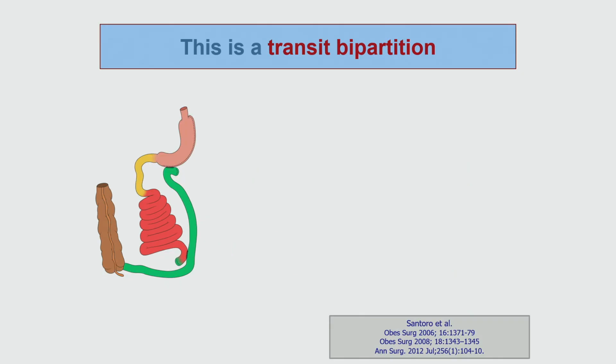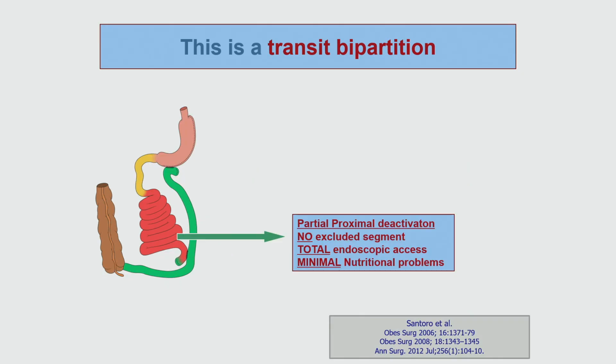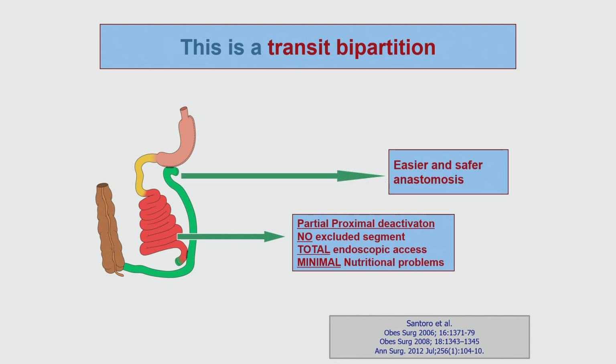And in this sense, not excluding the duodenum and the proximal jejunum facilitates total endoscopic access to this area, even the common bile duct, and of course there is minimal nutritional problem because the food will go two ways, one to the duodenum and the other to the ileum. Of course, from the technical point of view, it's theoretically much easier and a safer anastomosis.